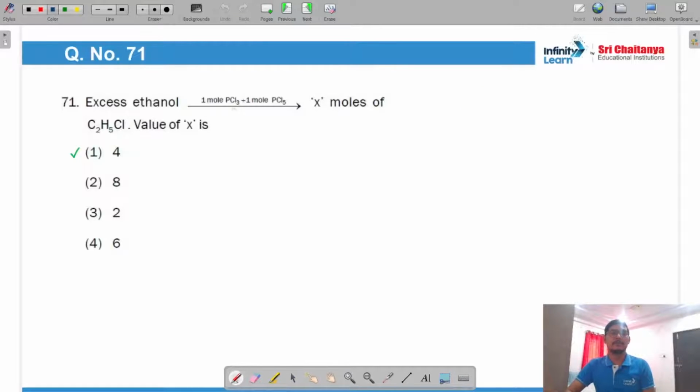Excess of ethanol plus 1 mole PCl3 will convert 3 moles of ethanol into chloroalkane, whereas PCl5, when it reacts once, gives you POCl3. Okay, so it will convert 1. So the overall sum would be 4.